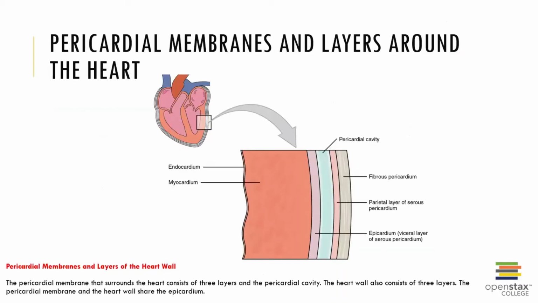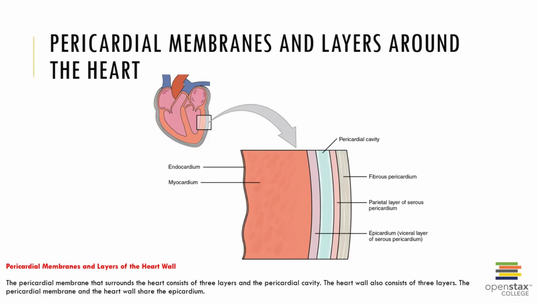So here you can see the pericardial membranes and the layers around the heart. The heart wall contains a total of 3 layers. We have the endocardium, which is the inner surfaces of the heart, including those of the heart valves, which are covered by the endocardium as well. And this is a simple squamous epithelium. And we learned about that in AMP1. And there's also an underlying, what we call areolar tissue.